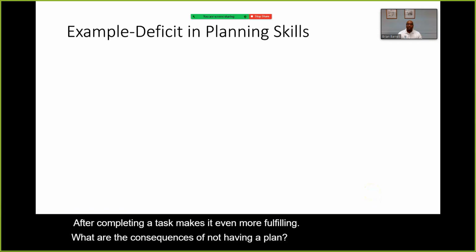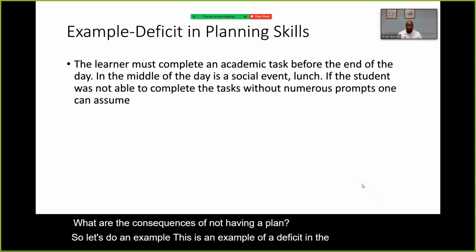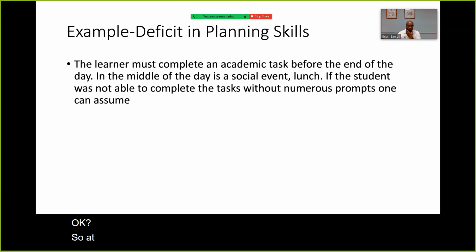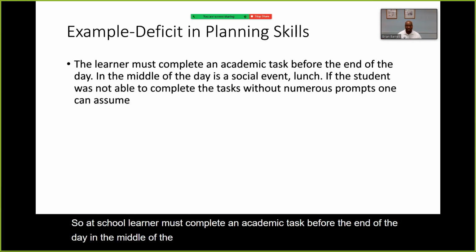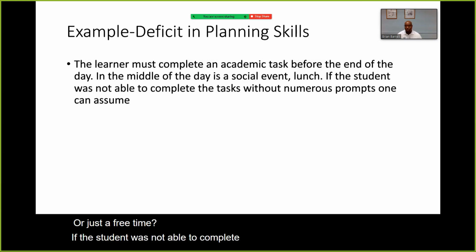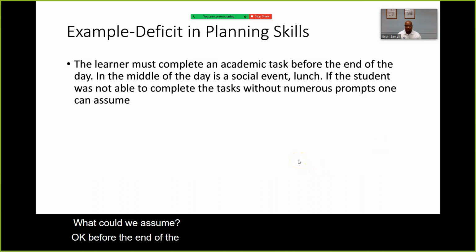So let's do an example. This is an example of a deficit in the planning skills. So at school, a learner must complete an academic task before the end of the day. In the middle of the day is a social event, say like lunch or the cafeteria, or just free time. If the student was not able to complete tasks without numerous prompts, what could we assume? Okay, before the end of the day and it's not done, what could we assume about the learner?